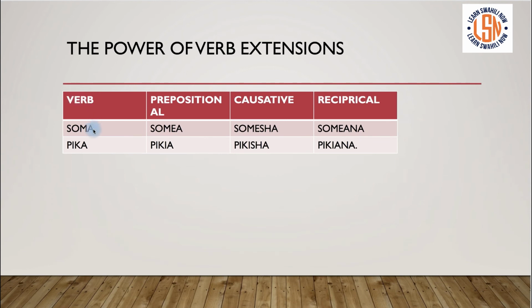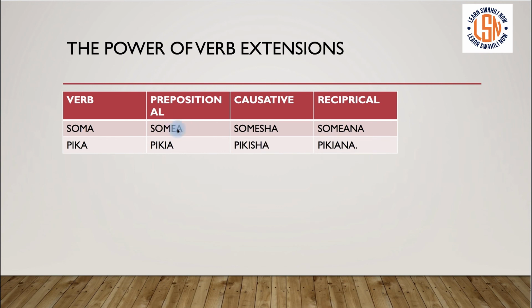So here we have soma. In its prepositional form, that is, you're doing something for or by or on, then this is ea, somea. And for pika, pikia, cook for, read for. And for causative, that is, make somebody or something is causing something to happen. So this is somesha, for cause to read, pikisha, cause to cook. And reciprocal, which in this instance only is a compound extension, it's someana, for read for each other, and pikiana, which is cook for each other.